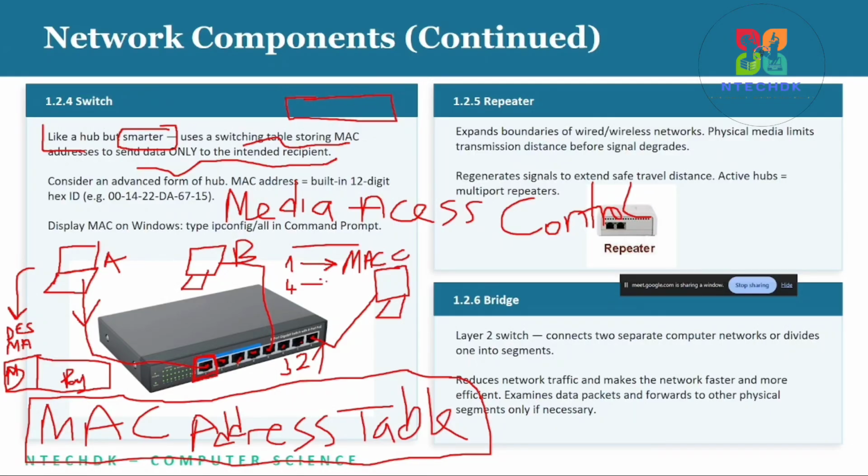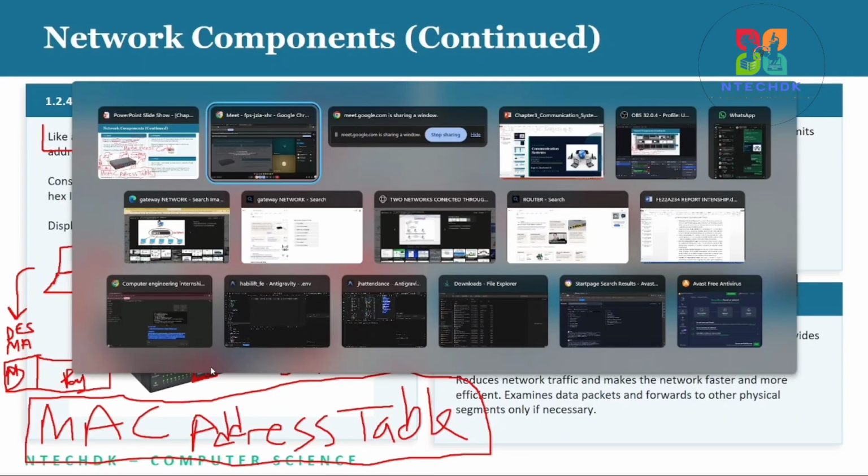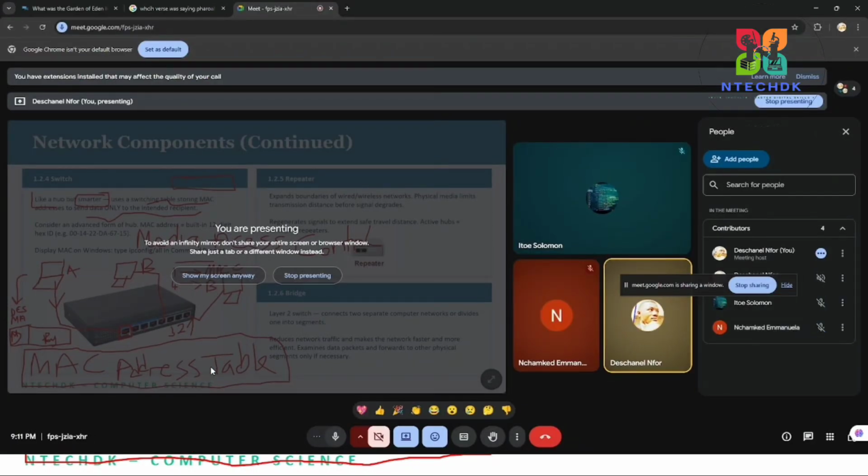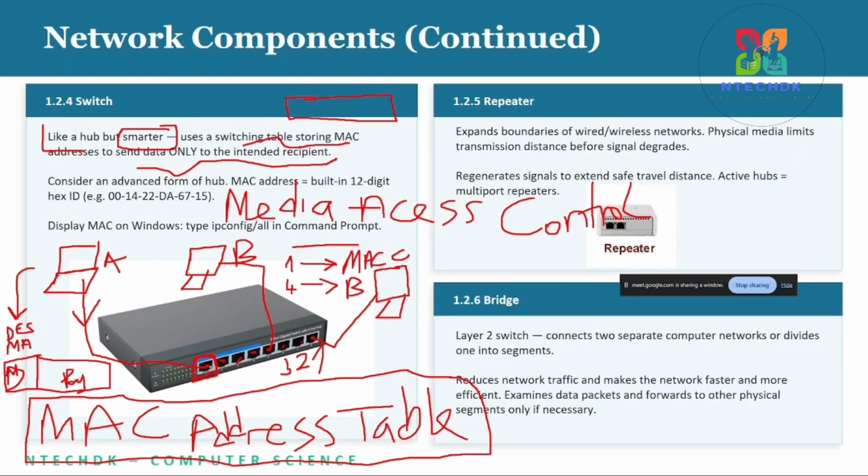Port 4 will map to which MAC address? MAC address B, right? So we have ports 1, 2, 3, 4, 5, 6, 7, 8. So the last port, port 8, has to map to what? MAC address A. So this is the table that the switch maintains.